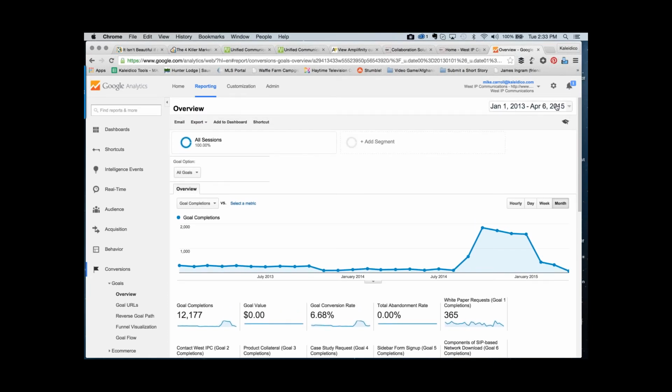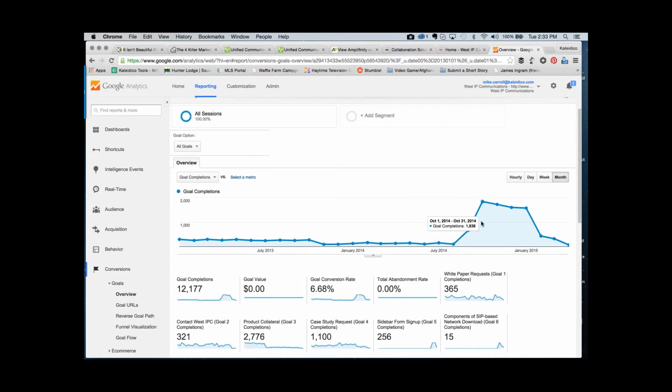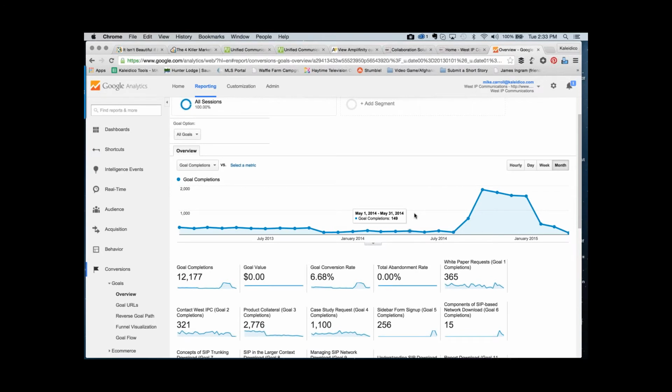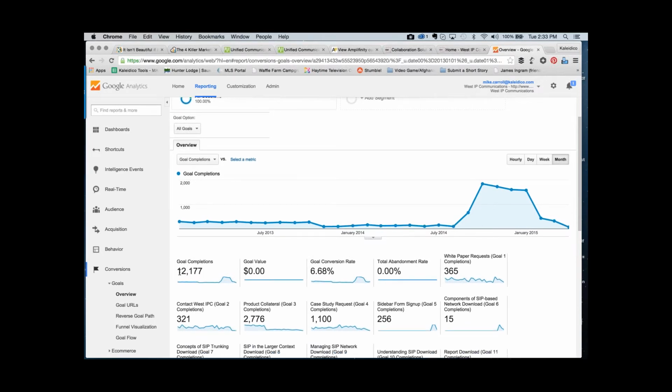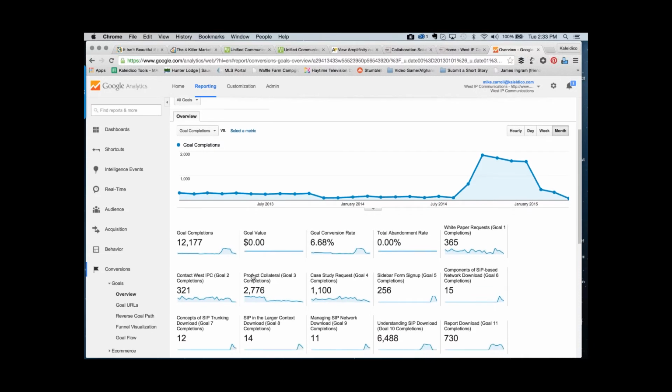This is actually from January of 2013 to April of 2015. And you can see right here, this is the most important part. And these are all their goal conversions. This is a long time, so this is a very large number. But these are all the different conversions that they have, right? Whether it's product collateral or different kinds of contact forms or case studies. But this is that sidebar form. And this, by the way, was when it was implemented. And you can see this very high trend.